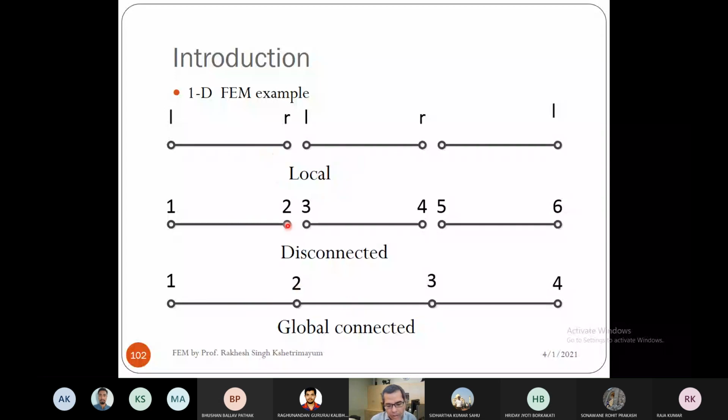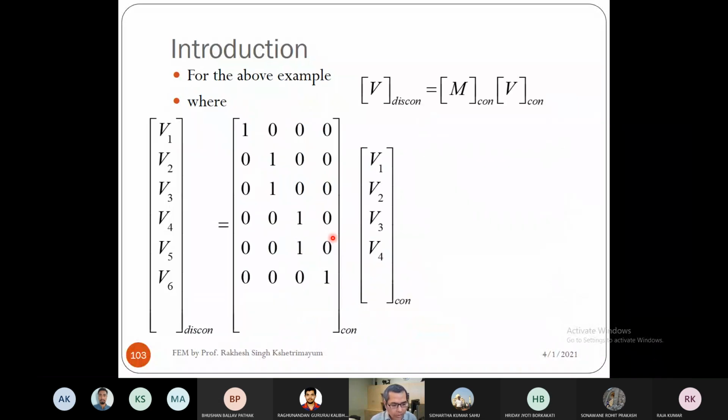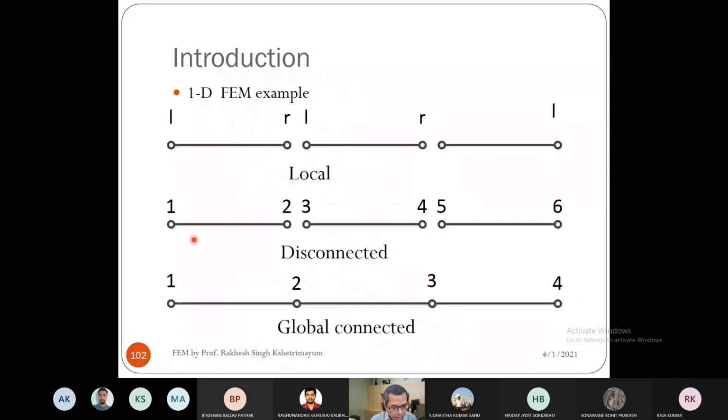Similar to that here, I have two kinds of numbering. One is local node numbering and the other is global node numbering. I want to find a relation between these two. So you can easily do that. Basically, in the local node numbering you have 1, 2, 3, 4, 5, 6, and in the global node numbering you have 1, 2, 3, 4.